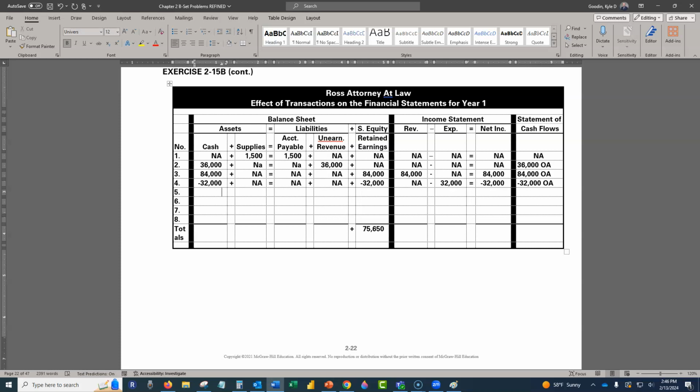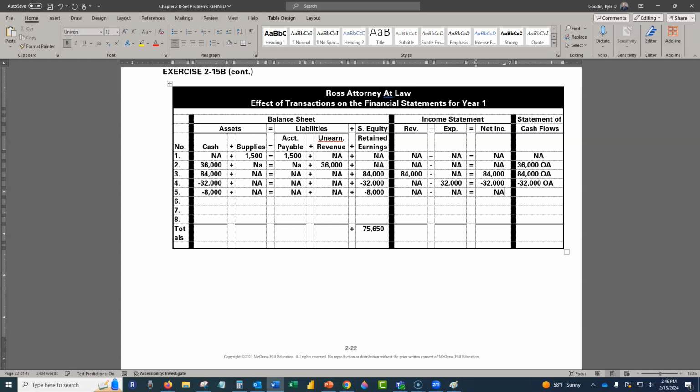Number 5 is going to give us information. So we paid a cash dividend to stockholders of $8,000. So again, it's going to be a decrease of $8,000 in cash. No impact to supplies, nowhere to be found. No impact to accounts payable. No impact to unearned revenue. But there is an impact to equity. It is going to be a negative $8,000 decrease to equity. No impact to revenues. No impact to expenses, right?